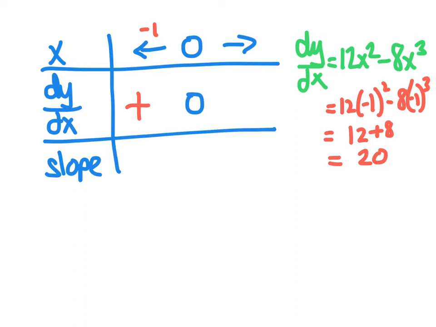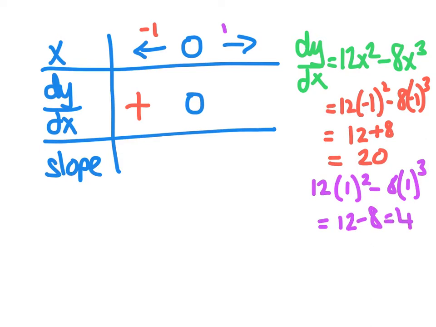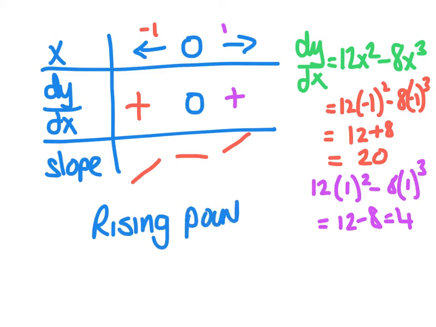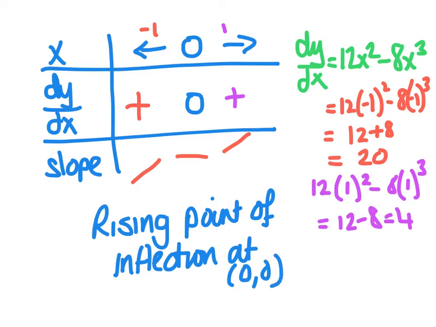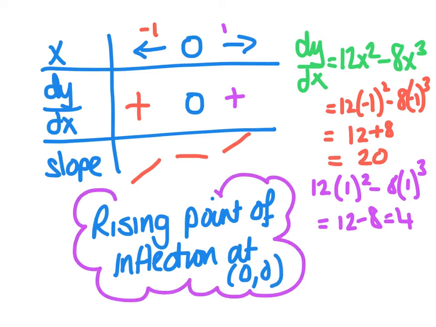Now I'm going to use a little bit more than 0, and I'm going to use 1. So I'm going to have 12 times 1 squared minus 8 times 1 cubed, which is 12 minus 8, which is 4, and that's also positive. So our slope for this is going to be positive, stationary, and positive again. So that's our rising point of inflection. So our conclusion for this point is we have a rising point of inflection at 0, 0. So that's our first stationary point.